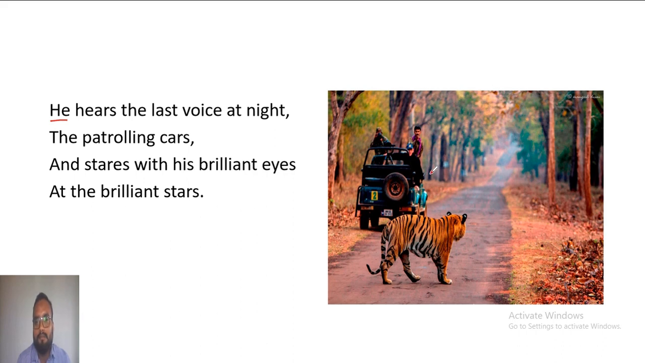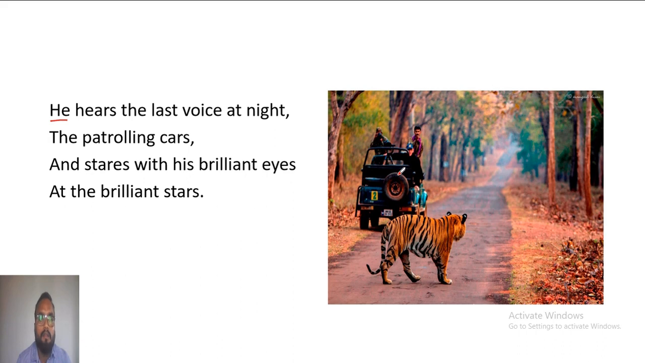At night he hears the last voice, and that is the voice of the patrolling cars, the employees of the zoo who perform patrolling duties, or sometimes they come to give food to the tiger and other animals. This is the last sound, the sound of the patrolling cars, that he hears last at night.